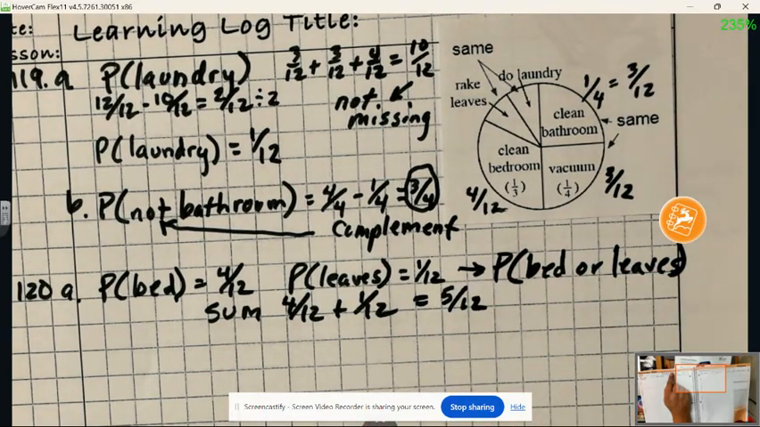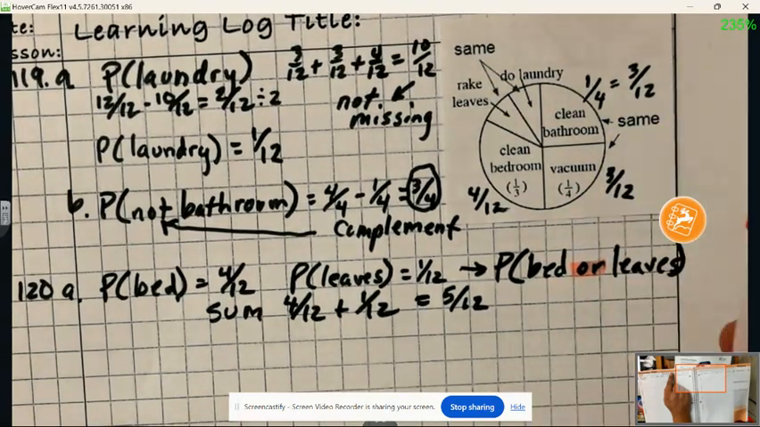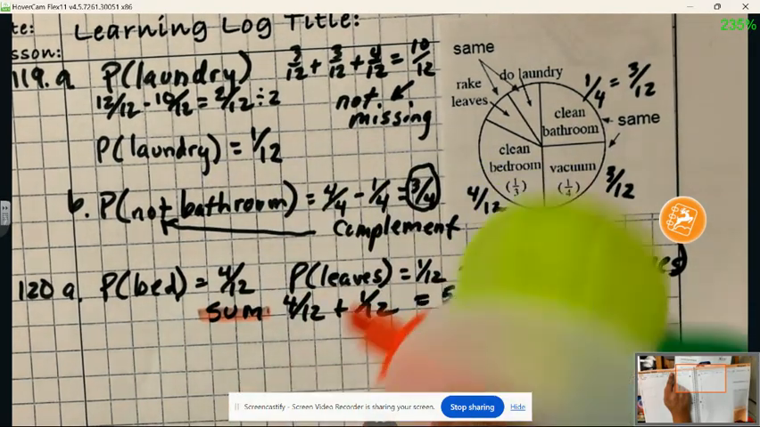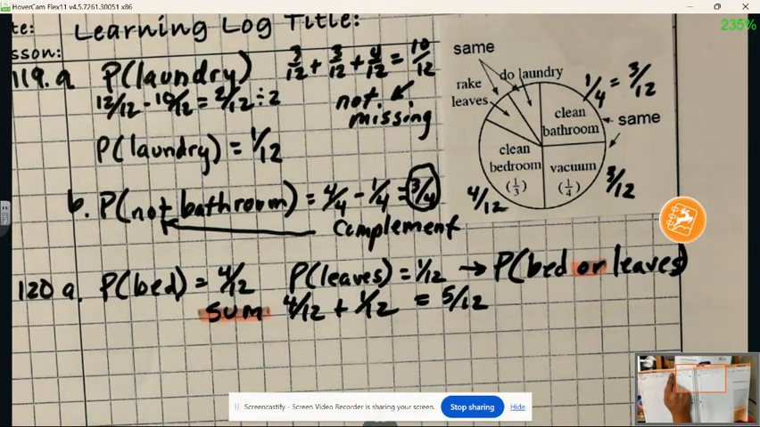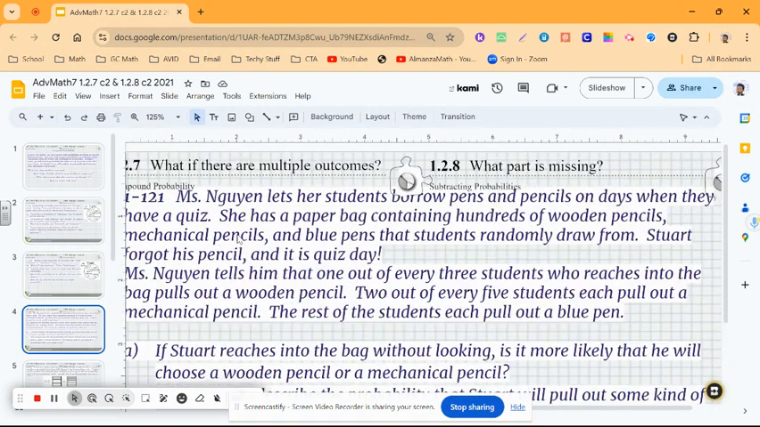Okay, so what we just did is a very important concept, and that is whenever we have the probability of something or something happening, we're basically looking for the sum of those two probabilities, because both would qualify for making Aunt happy.